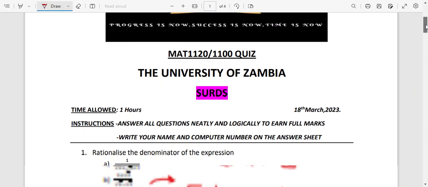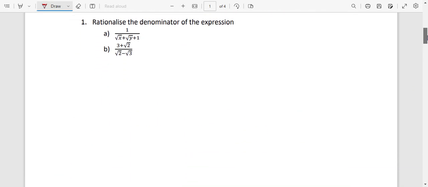So we are looking at Surds exam practice questions. The first question we have: rationalize the denominator of the following expressions. The first one we've been given is 1 divided by the square root of x plus the square root of y, and then plus a 1. We want to rationalize the denominator.